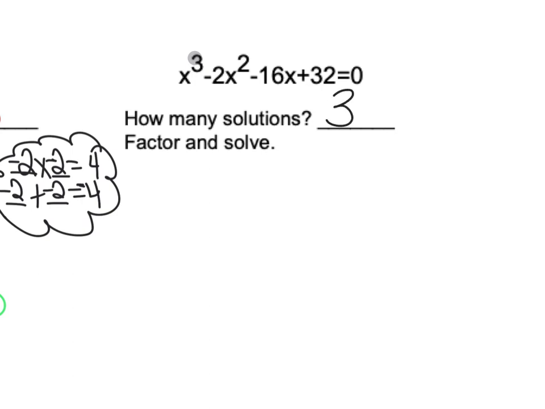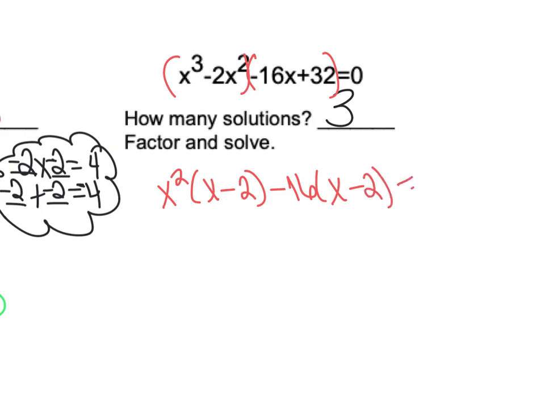So let's go ahead and factor it. I'm going to go ahead and group it up here. Let me erase that. So I'm going to group my terms, and I already have it set equal to 0, so we're good. My first group, I can take an x squared out, and I'm left with x minus 2. My second pair, I can take out a negative 16, and I'm left with x minus 2.